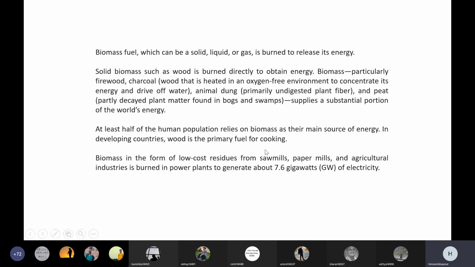And apart from cooking, this solid biomass can also be used as residue for paper mills, and residues from paper mills and agricultural industries are also burned as biomass to generate electricity. Clear?